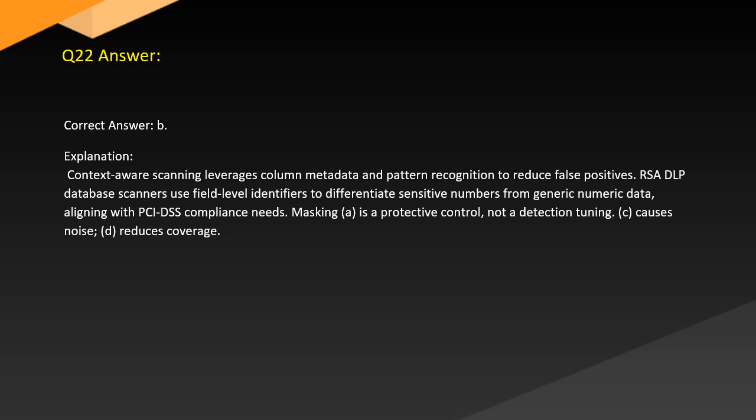Answer. Correct answer: B. Explanation: Context-aware scanning leverages column metadata and pattern recognition to reduce false positives. DLP database scanners use field-level identifiers to differentiate sensitive numbers from generic numeric data, aligning with PCI compliance needs. Masking, A, is a protective control, not a detection tuning. C causes noise. D reduces coverage.